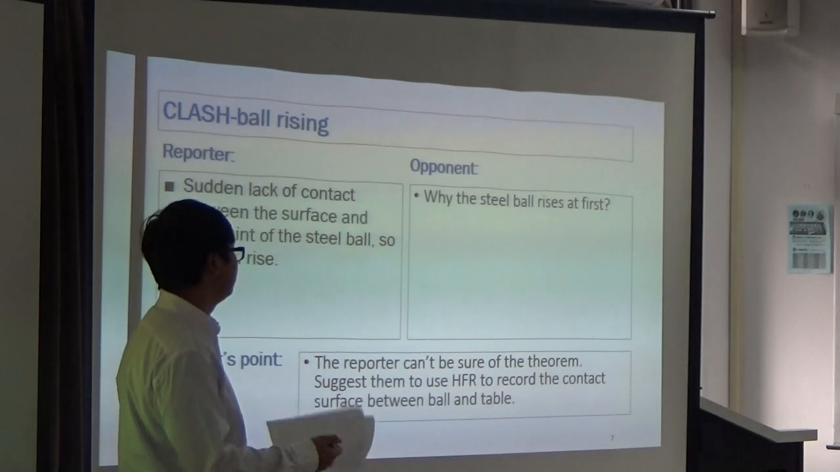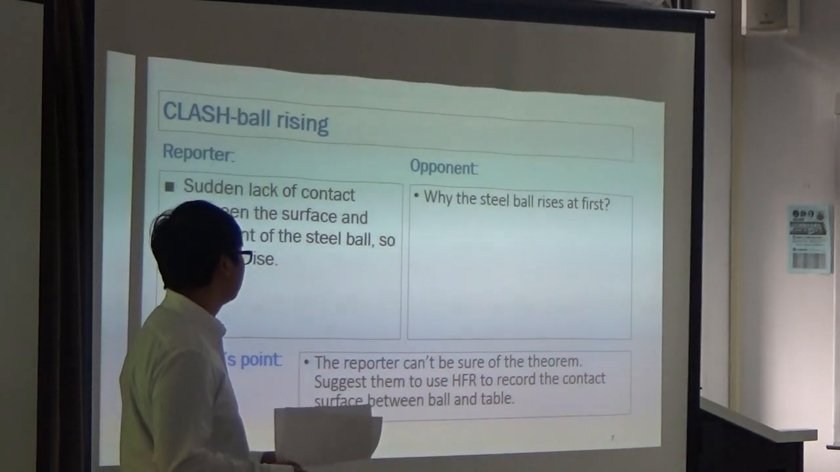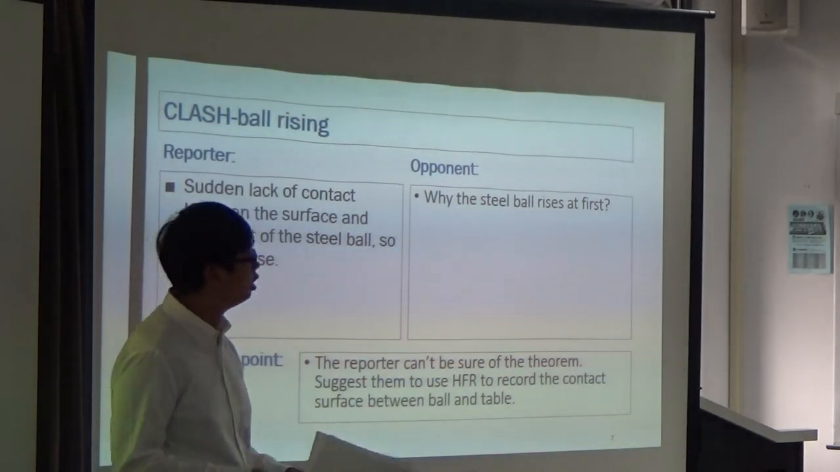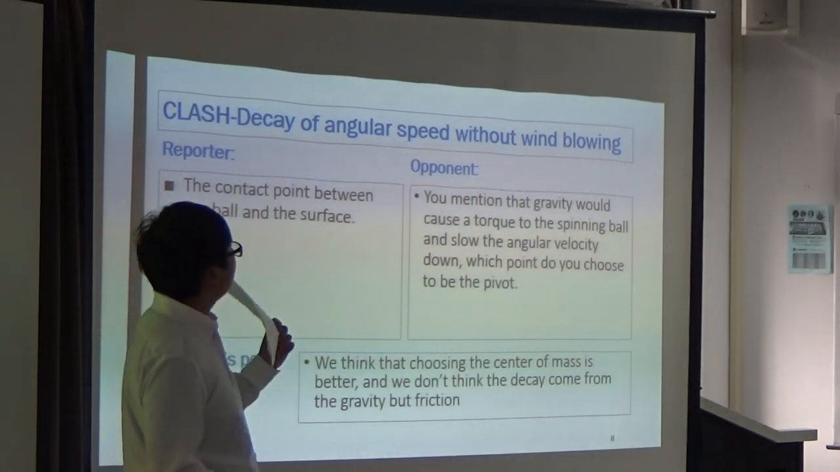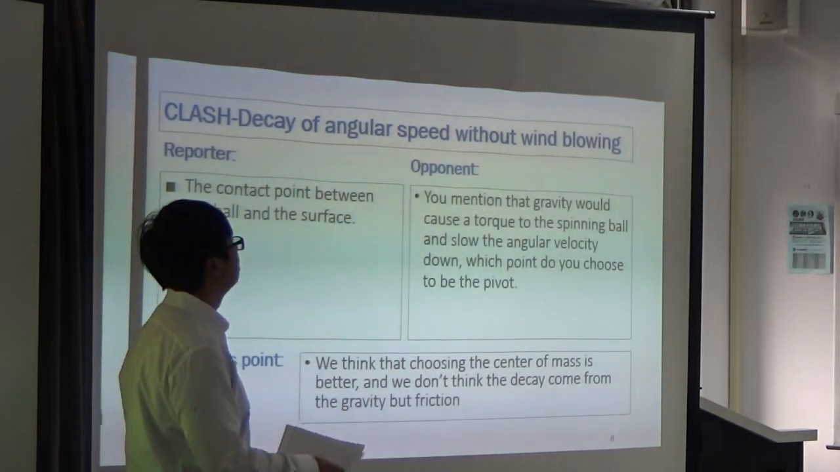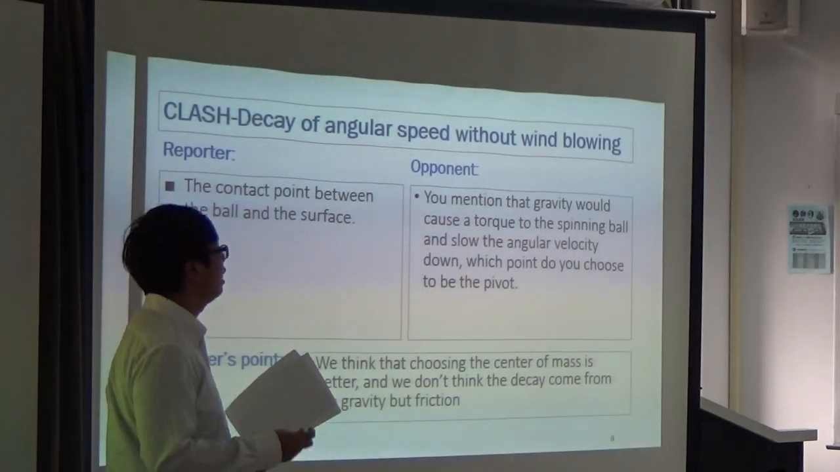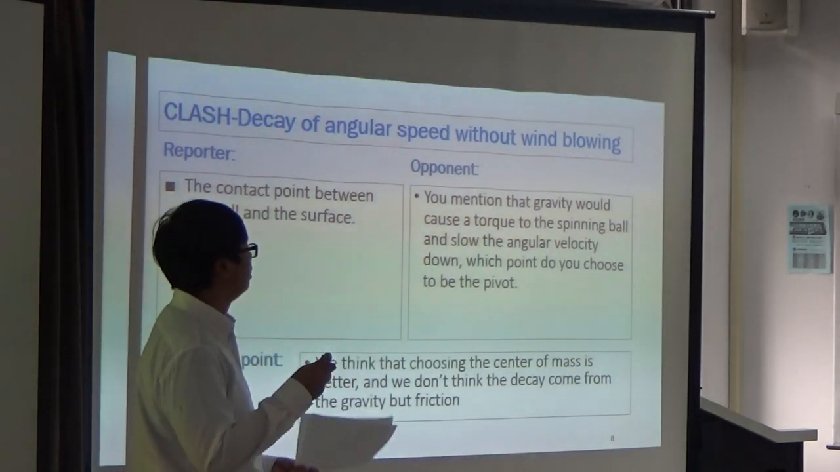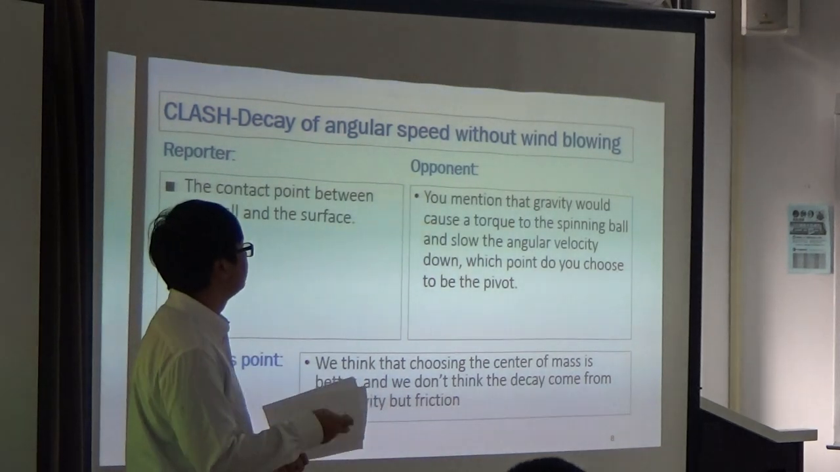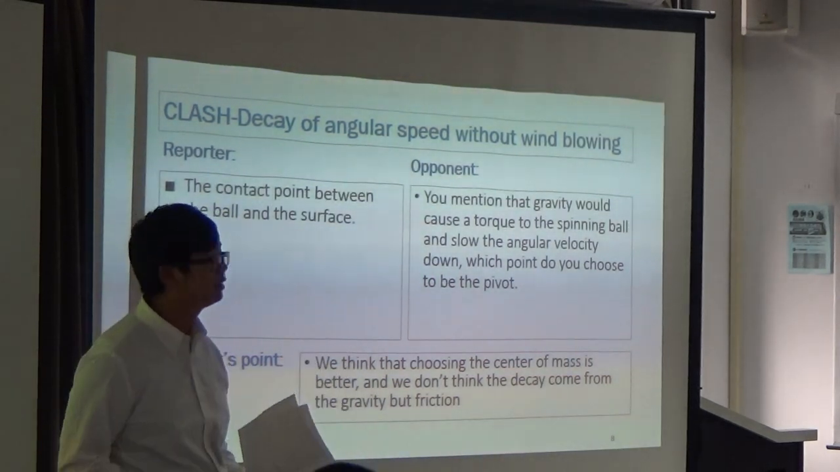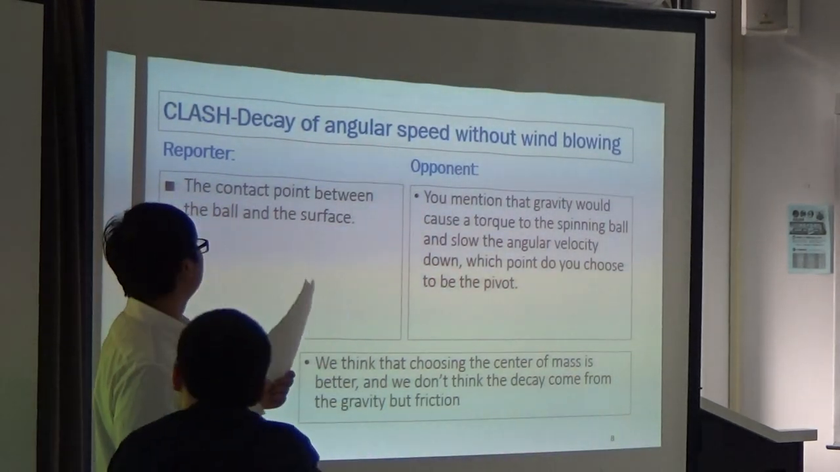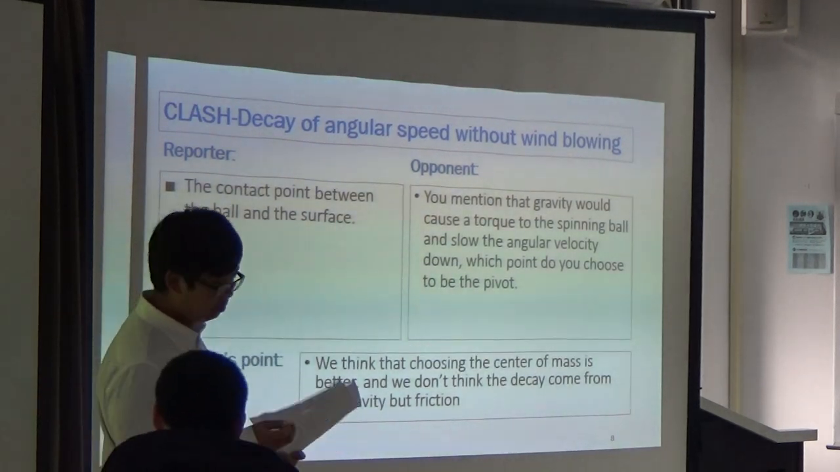So we suggest they use a high-speed camera to record the contact surface between the ball and the table. And the opponent asks about the reporter mentioned that gravity could cause a torque that slows the spin ball's angular velocity down. And they ask which point the reporter chose to be a pivot. And the reporter said the contact point between the ball and the surface.